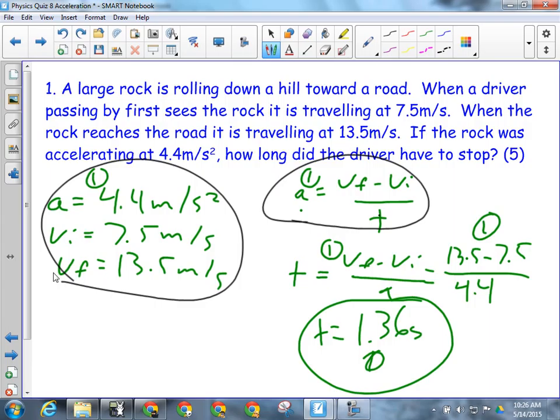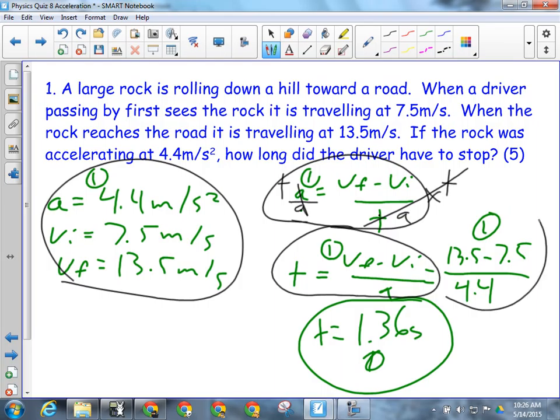We got to manipulate for time. In order to manipulate for time, we multiply both sides by time. Time comes over here. Then we divide both sides by A. A ends up over here. So give them a mark if they have that manipulation. Give them another mark for plugging in the numbers correctly.